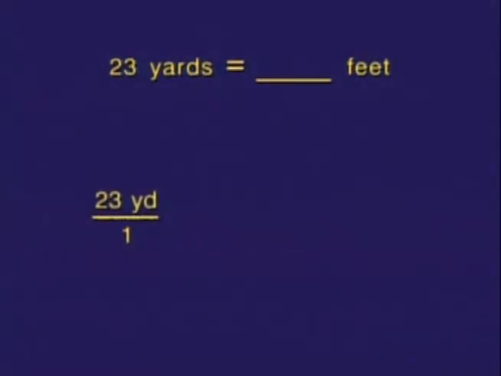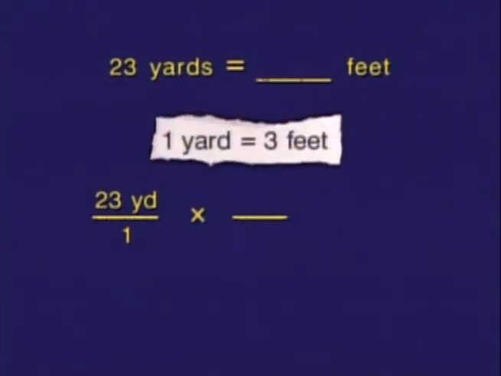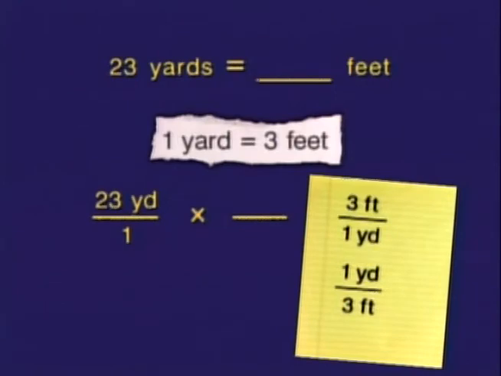We'll start by writing 23 yards as a fraction. We want to multiply 23 yards by a unit conversion factor. We'll write the unit conversion factor from the equivalence that involves yards and feet. 1 yard equals 3 feet. There are 2 unit conversion factors that we can write from this equivalence: 3 feet over 1 yard and 1 yard over 3 feet. In either case, the fraction is equal to 1. We'll use the fraction that allows us to cancel the unit we know, yards, and keep the unit we want in the answer, feet. So we'll use this factor.